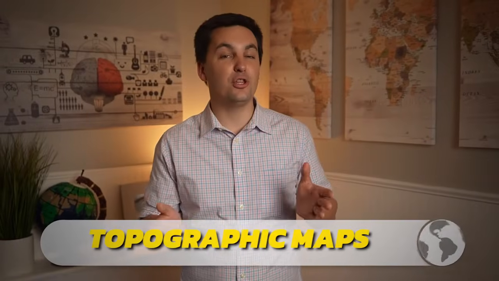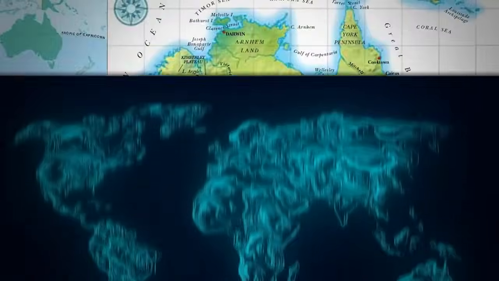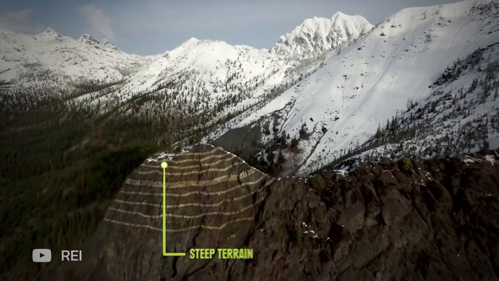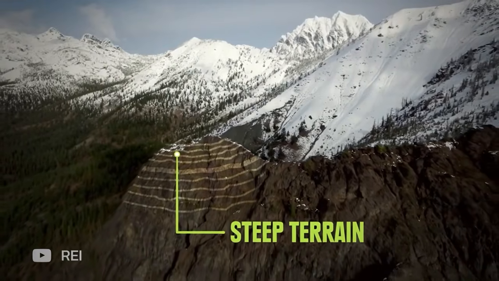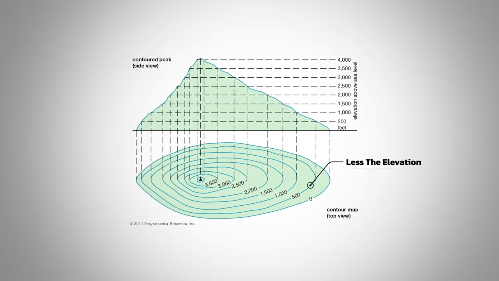Speaking of the topography, there are also topographic maps. These maps use contour lines to display the terrain and elevation changes in an area. The closer the lines are together, the steeper the terrain is, while the more space there is between the lines, the less the elevation is changing.